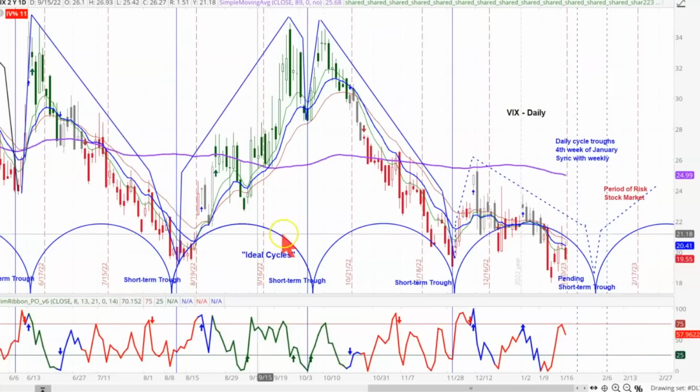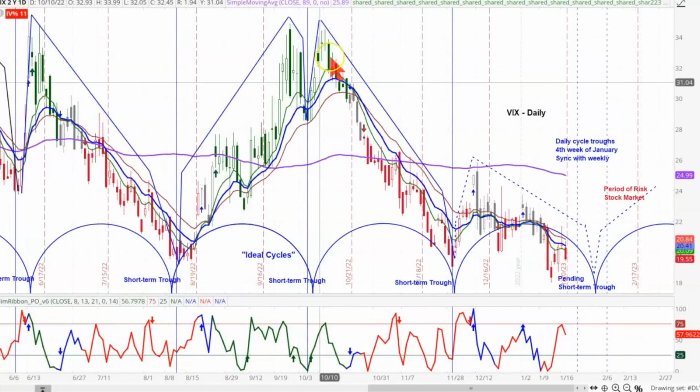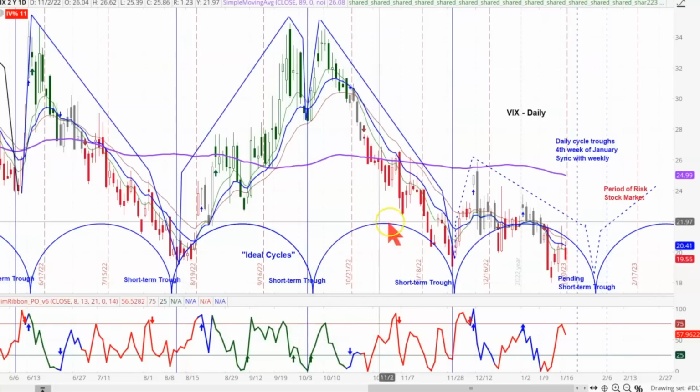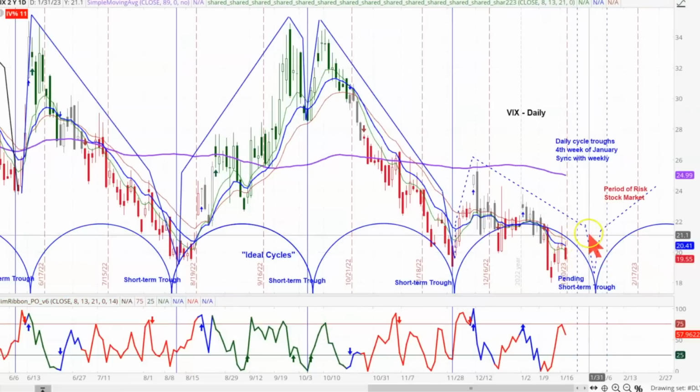And these are the ideal cycles that you can see. Beautiful cyclicality here, as this is the reality of how the cycles were formed. This is the ideal cycle right over here. And there is a short-term trough pending right over here. In other words, implied volatility is moving down right in here.